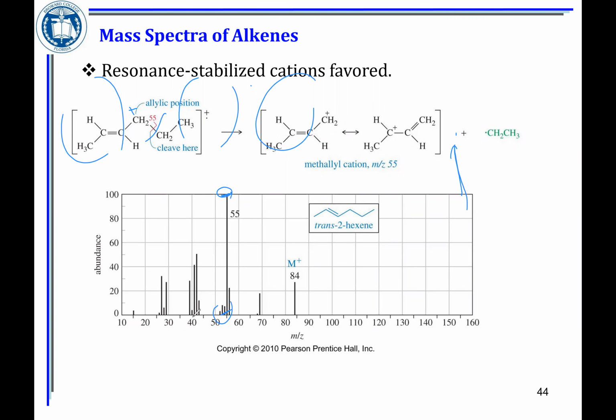As an example of a question you might expect, someone asks: what makes fragment 55 the base peak? How would you explain it? Because a cut at 55, or M minus 29, would give an allylic carbocation, and that's the most stable carbocation from this molecule.